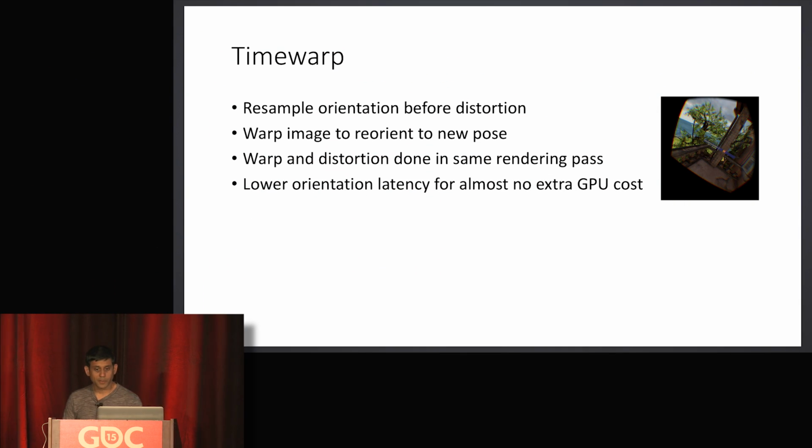Last year, we talked about adding time warp, which is this idea to resample the orientation just before doing the distortion. We can basically use the incremental change in the head direction from the time we started the frame rendering to the time we are about to queue distortion. And then we warp the rendered image so that it looks like it would have been based on the updated orientation. We can actually do this warp and distortion in the same rendering pass, so it's almost for free. This allows us to get a more up-to-date pose towards the end of rendering.